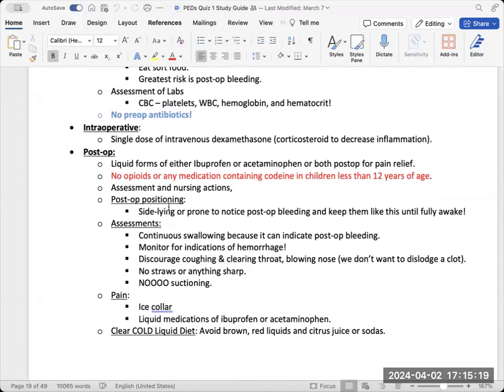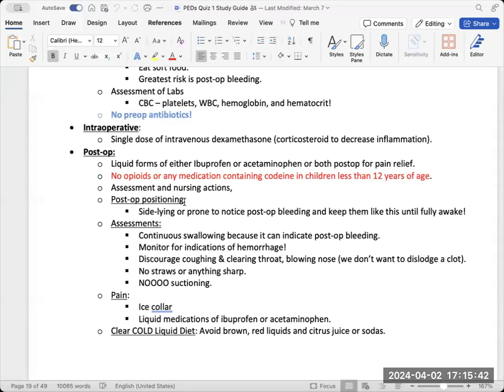Intraoperatively, so during the procedure, we will give them a single dose of intravenous dexamethasone, and that's a corticosteroid just to help reduce inflammation, right? Because remember, we're doing an invasive procedure in the area of the throat, so it's going to be inflamed, and that inflammation could make it harder to breathe postoperatively.